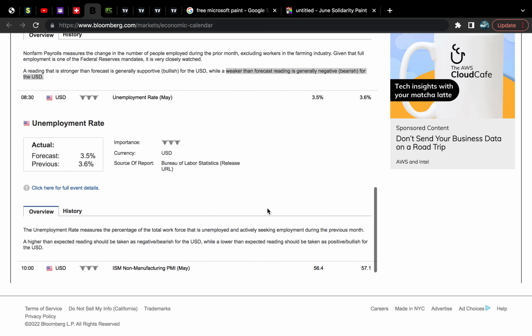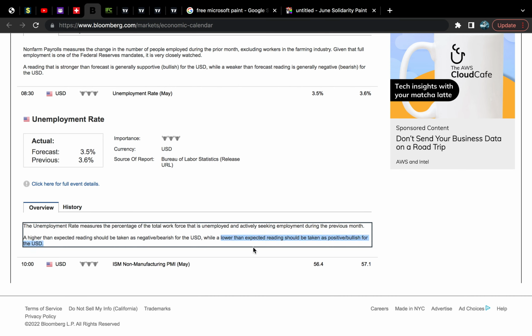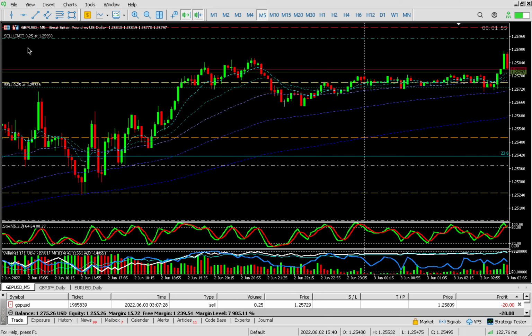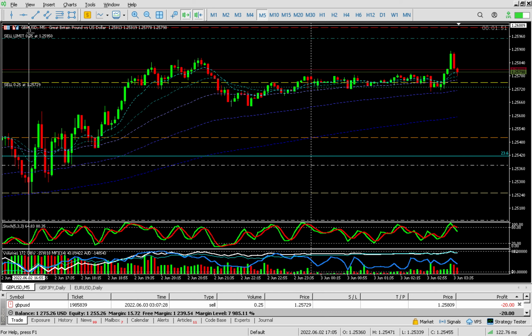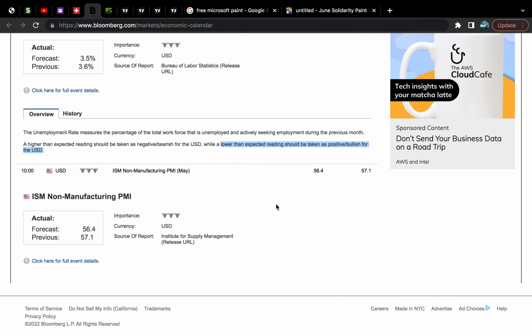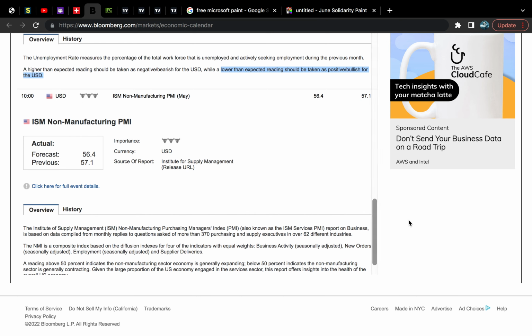as I've been observing it for basically about a year. Unemployment rate expected to be lower. So this should be positive, bullish for the USD, which should be negative or bearish for the Great British Pound, US dollar right here. So this is how we look at fundamental news. Of course you can read news articles and look it up and all that.